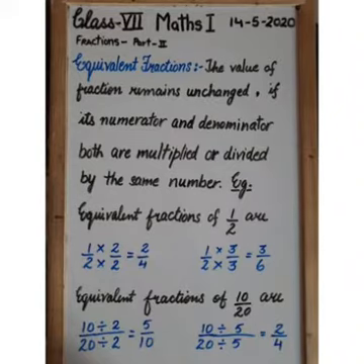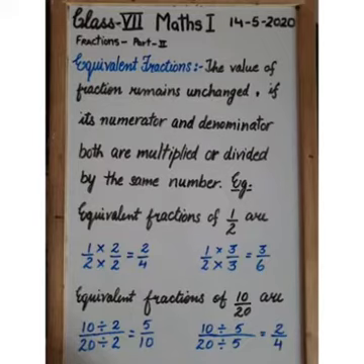Coming to the next example, finding equivalents of 10 by 20. Now 10 by 20, if we divide both numerator and denominator by 2, we get 5 by 10. Similarly, if both numerator and denominator of 10 upon 20 are divided by 5, we get 2 upon 4. So we can say that 10 upon 20 is equivalent to 5 by 10, which is equivalent to 2 by 4.